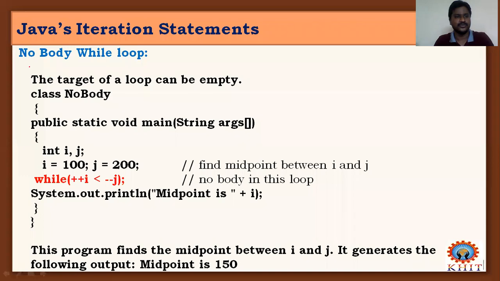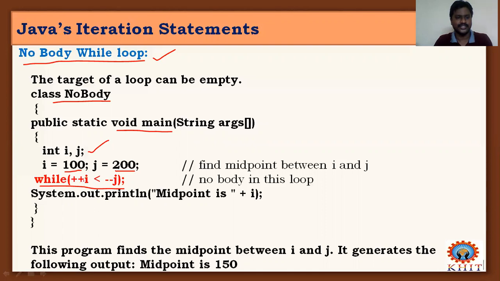Next, coming to no body while loop. Sometimes we may not have a body for these while loops. To understand that, here is a simple example. Class nobody, public static void main. I have two variables i and j. i is initialized with 100, j is initialized with 200. When applying while i plus plus less than minus minus j, both are prefix forms. So here it is 101 and it is 198.